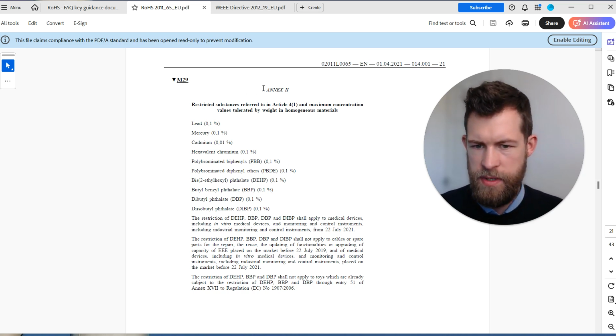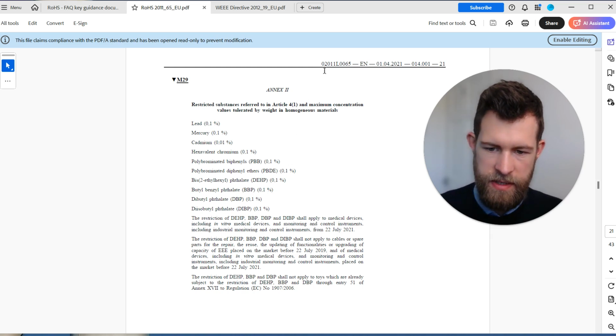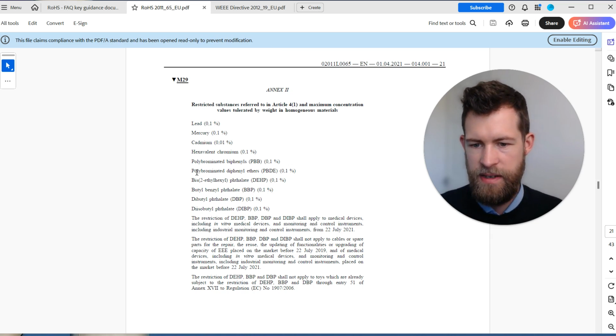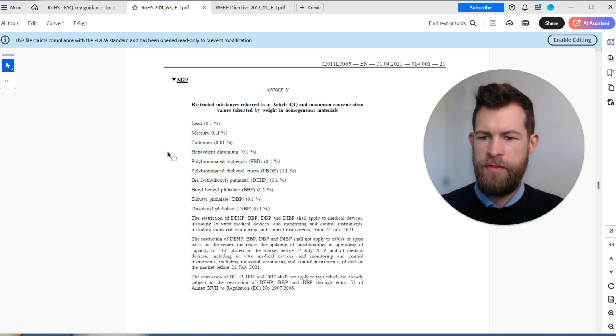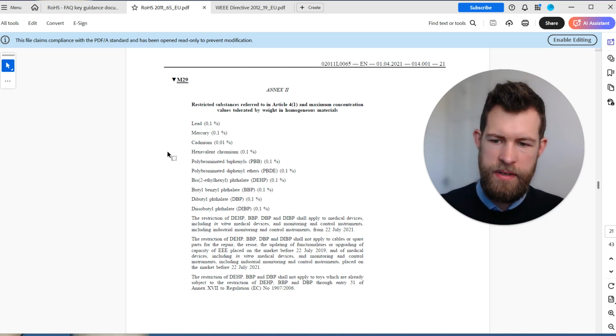What are these hazardous substances? Well, if we go down to Annex 2, it's got a list of them. So these are the materials that need to be controlled within your equipment. And the next question is, how do you know if you're compliant? How do you communicate compliance?